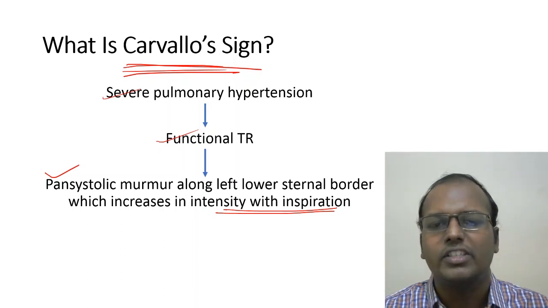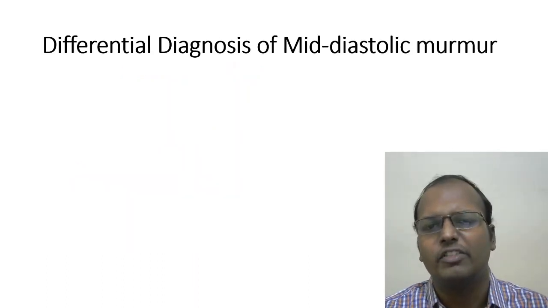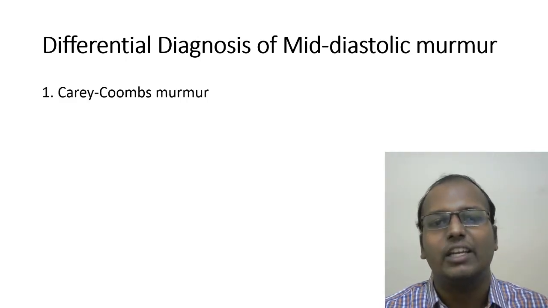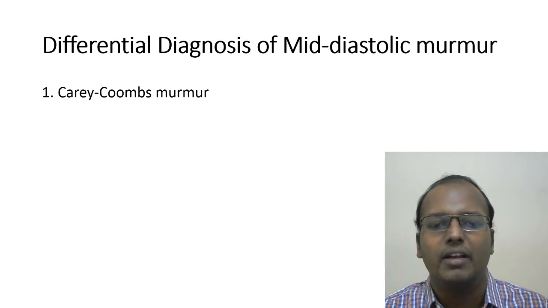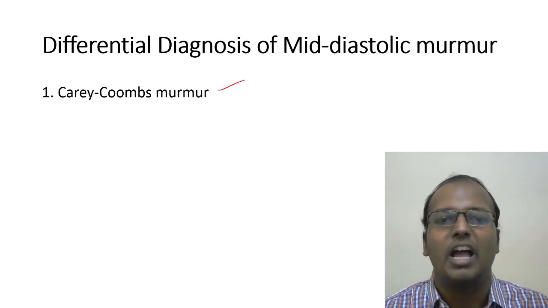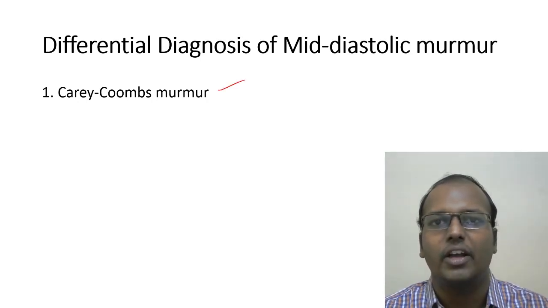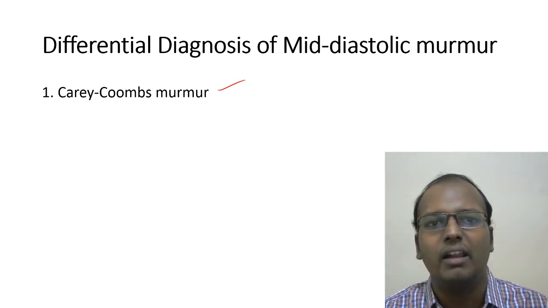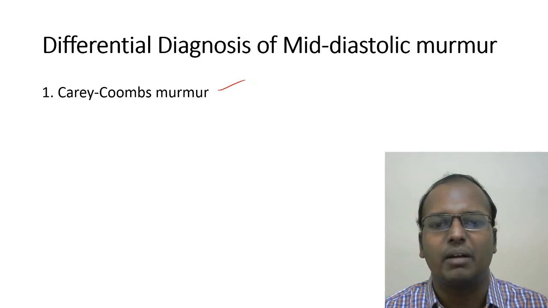Okay. So, differential diagnosis of mid-diastolic murmur. What are the differences? A very favorite question for examiners. Okay. Number one, it is Carey-Coombs murmur. Where do you get Carey-Coombs murmur? This Carey-Coombs murmur can be heard in acute rheumatic fever, in that acute rheumatic valvulitis. There will be edema of the valve which will lead to your mid-diastolic murmur.